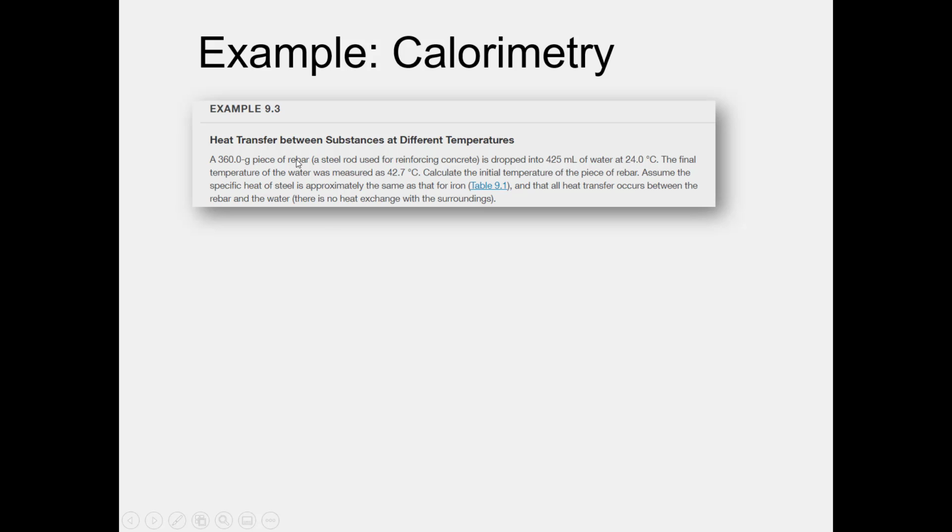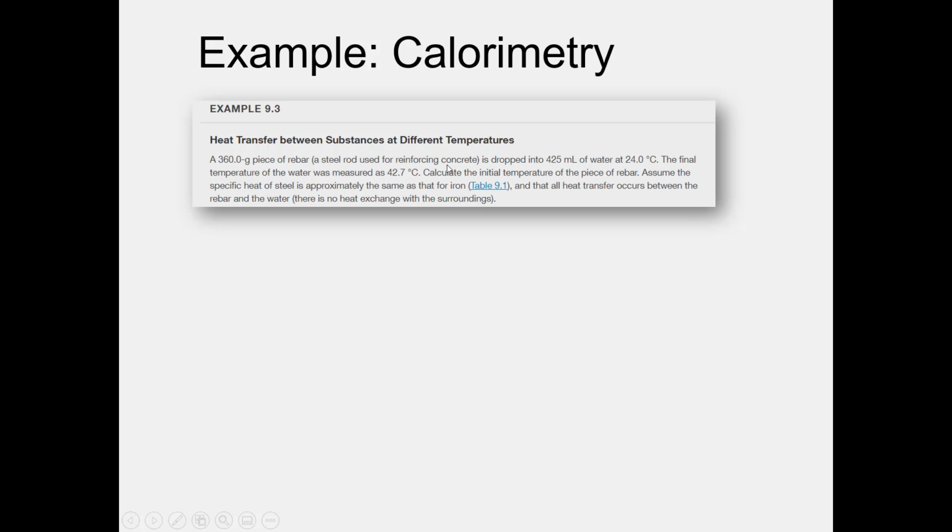So here's what we're told. A 360 gram piece of rebar, so rebar is a steel rod that's used to reinforce concrete, is dropped into 425 milliliters of water at 24.0 degrees Celsius. The final temperature of the water was measured as 42.7 degrees Celsius. So what we've seen here is that a piece of steel was heated up. That's the key thing, that the rebar is steel. So if we want a specific heat for the rebar, we would look at the specific heat of steel.